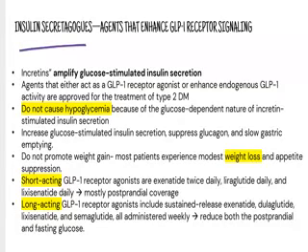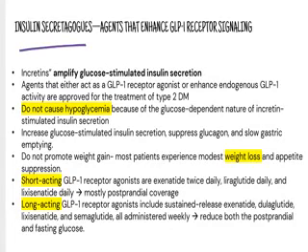Now, agents that enhance GLP-1 receptor signaling. They are called incretins. They amplify the glucose-stimulated insulin secretion. Agents that either act as GLP-1 receptor agonists or enhance the endogenous GLP-1 activity are approved for the treatment of type 2 diabetes. They do not cause hypoglycemia. That is an important thing because of the glucose-dependent nature of incretin-stimulated insulin secretion.